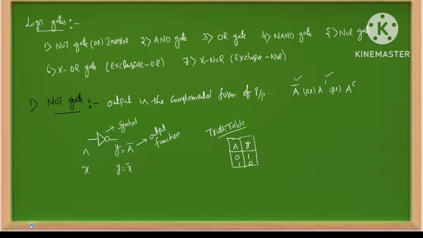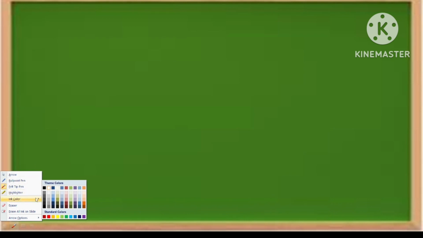Next we will understand the symbol and output function as well as the truth table of the AND gate. Let me show it. I am taking a separate color to represent the AND gate.